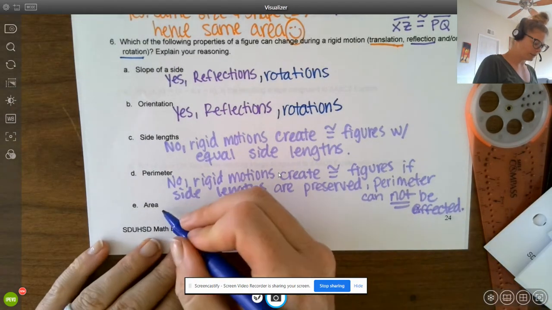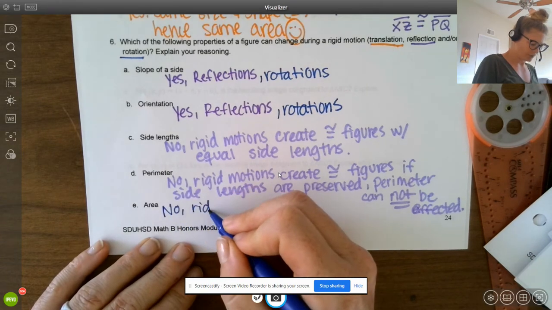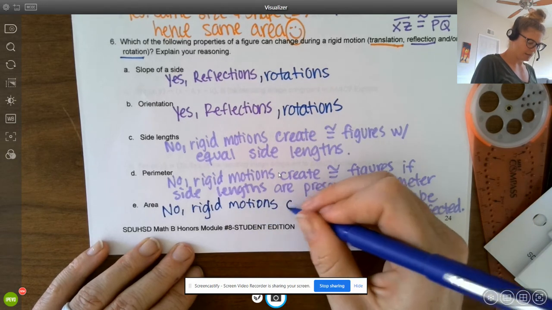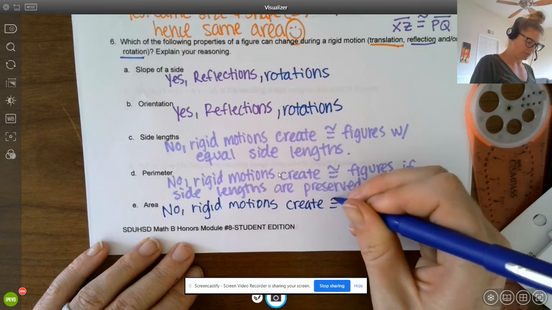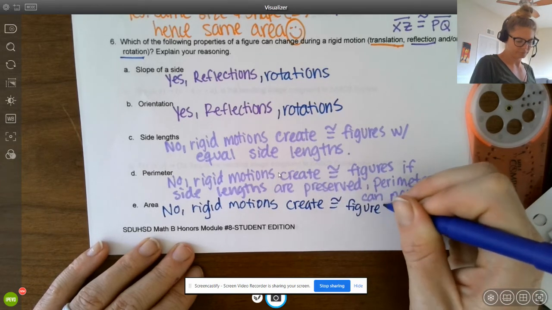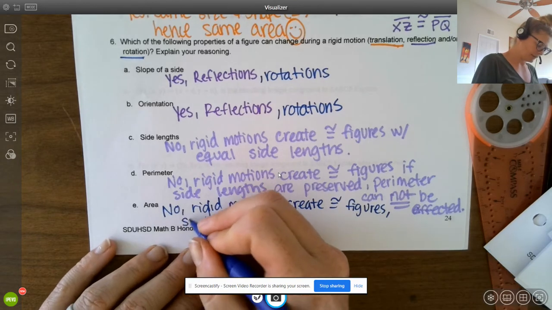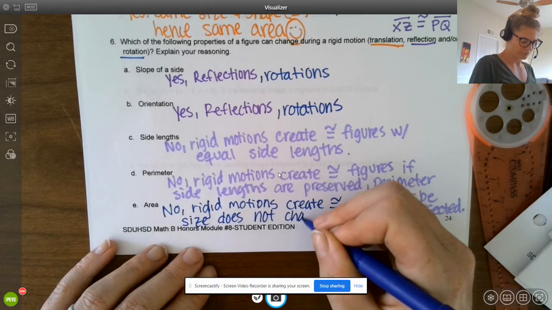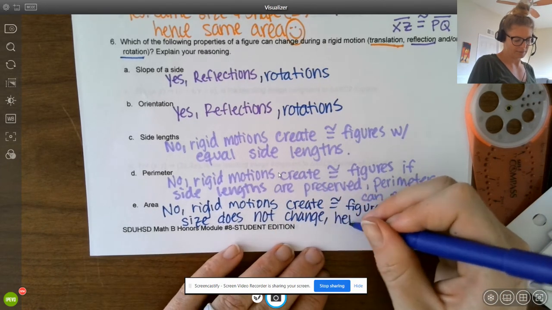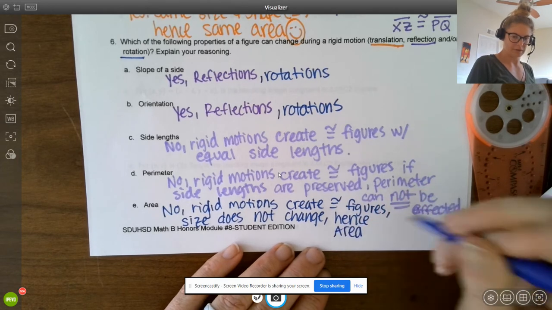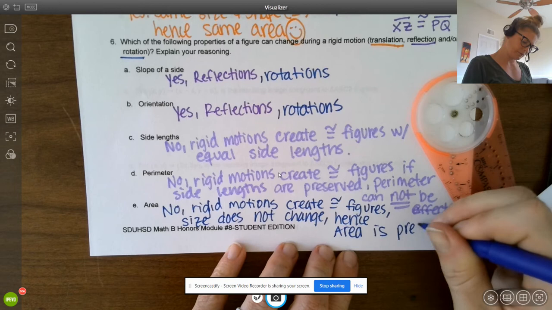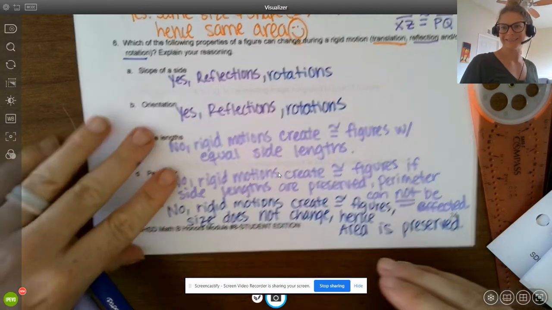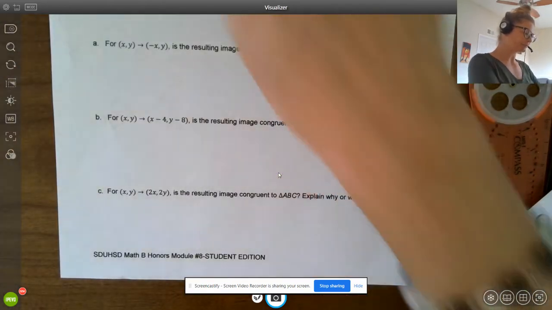Okay. An area, no. Rigid motions create congruent figures. Size does not change, hence area is preserved. How would you change the area if you can't change the size? That's what area is. It is a type of size.